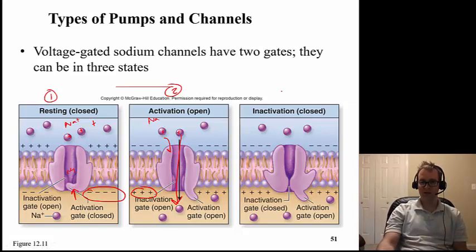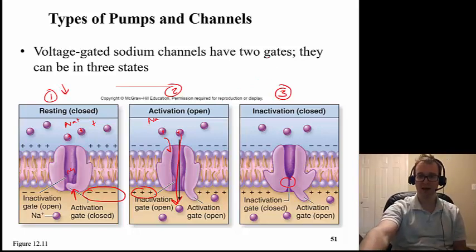And then the third state that these channels can be in is an inactivation state. After it has reached a certain point in time, or a certain charge, or whatever its stimulus is, the inactivation gate is going to close. It's the closure of the inactivation gate that forces this channel to reset itself. A channel can't become active again until it goes back into its resting state. So this is going to force a period of time where nothing can pass.